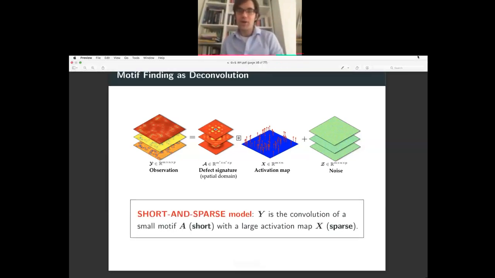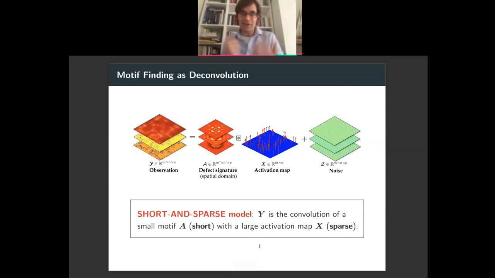Okay, so again, this is kind of an imaging seminar. There are a lot of models for deconvolution out there, especially in the theoretical literature. We like to refer to this as a short and sparse model, in the sense that usually the motif is relatively small compared to the sample as a whole. It's short, and the activation map is sparse. And those 2 pieces of structure are important because this is an ill-posed problem in general.